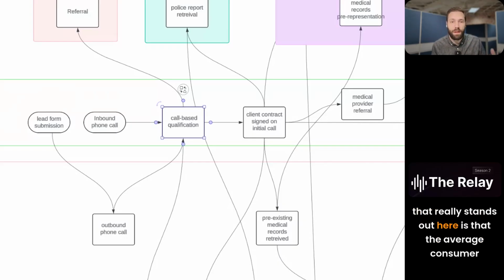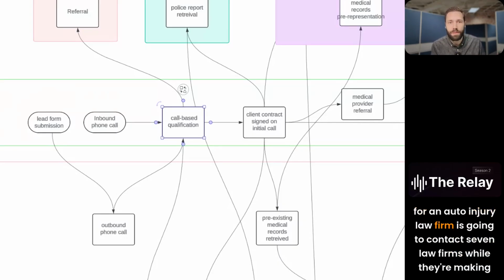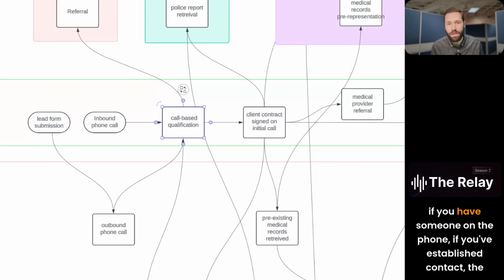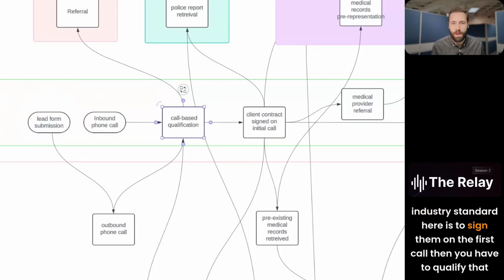What really stands out here is that the average consumer for an auto injury law firm is going to contact 7 law firms while they're making that buying decision. If you have someone on the phone, if you've established contact, the industry standard here is to sign them on the first call.